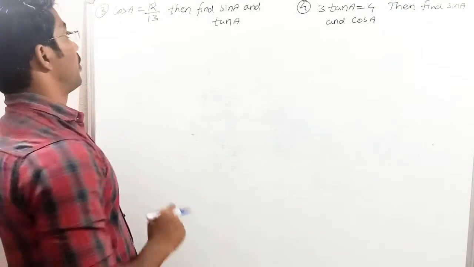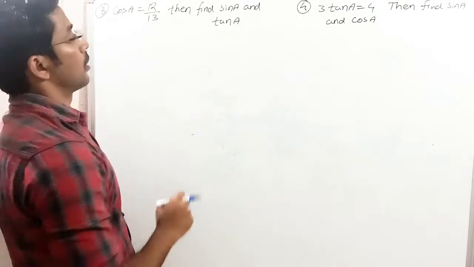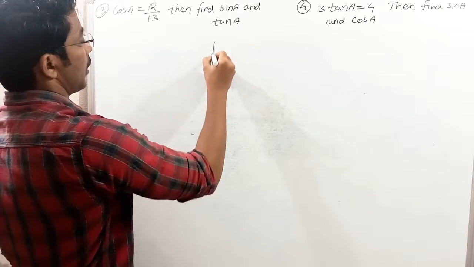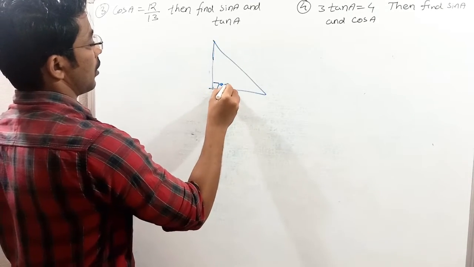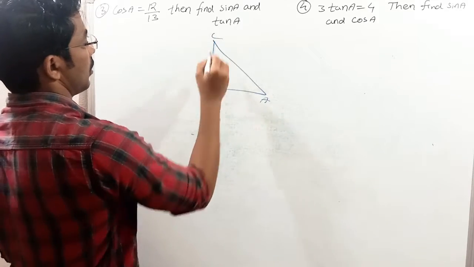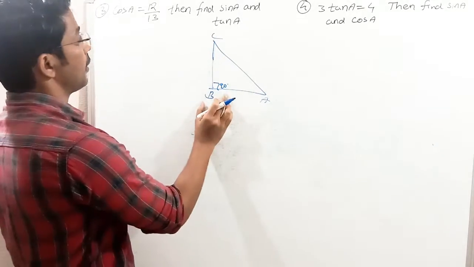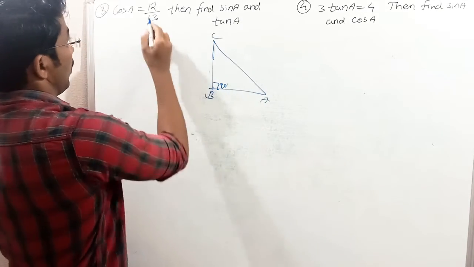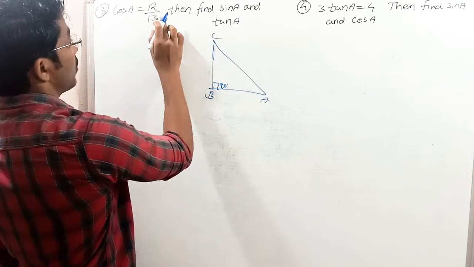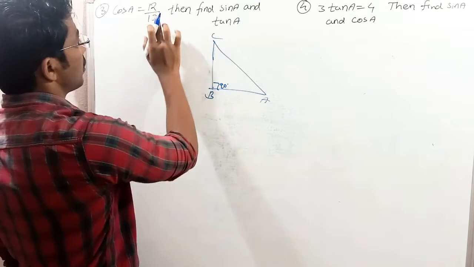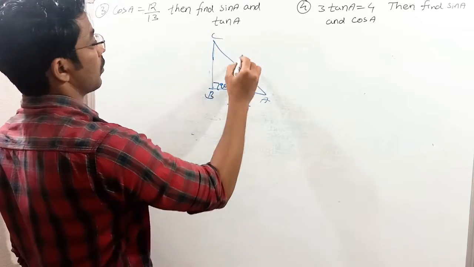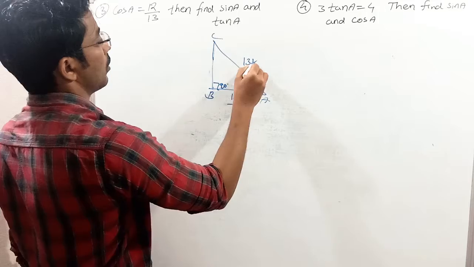Now coming to the next problem: cos A is 12 by 13, and sin A and tan A should be found out. Consider a right angle triangle with 90 degrees here, with A, B, C, right angled at B. As this is a trigonometric ratio, cos A is adjacent by hypotenuse. Suppose adjacent is 12k and hypotenuse is 13k.